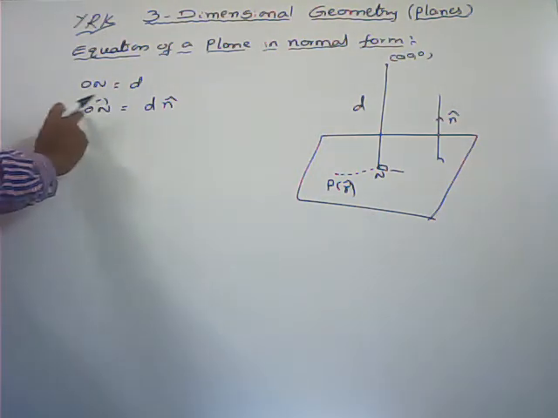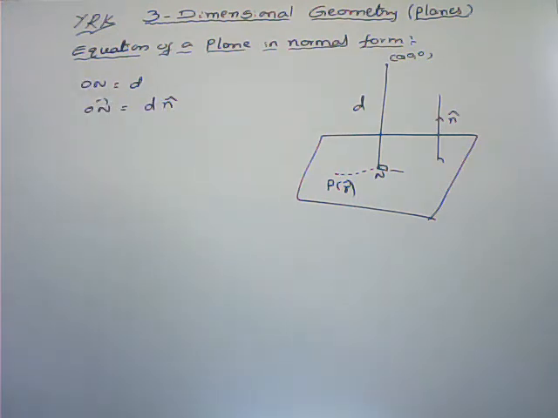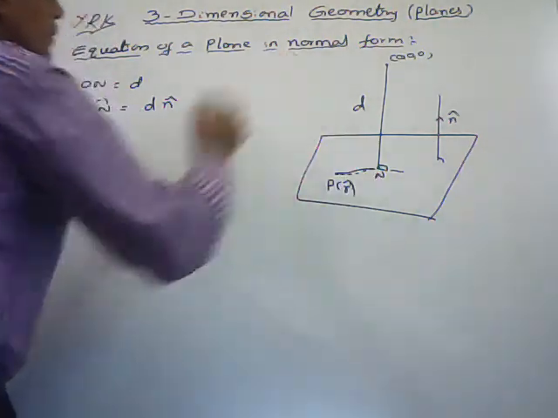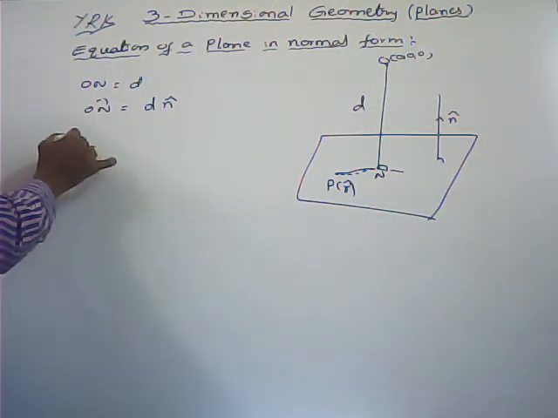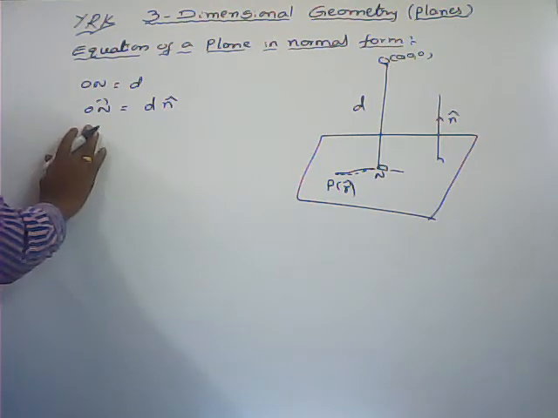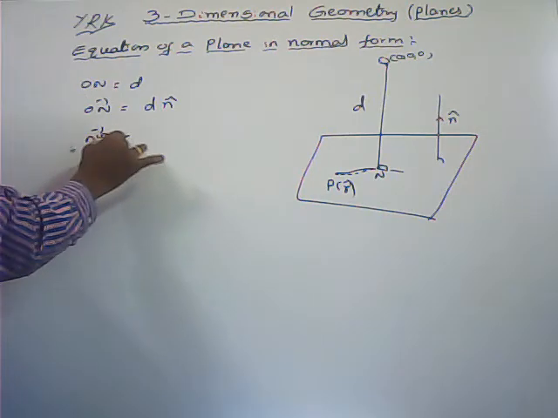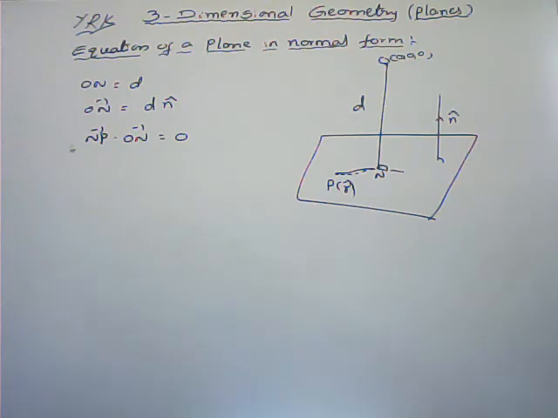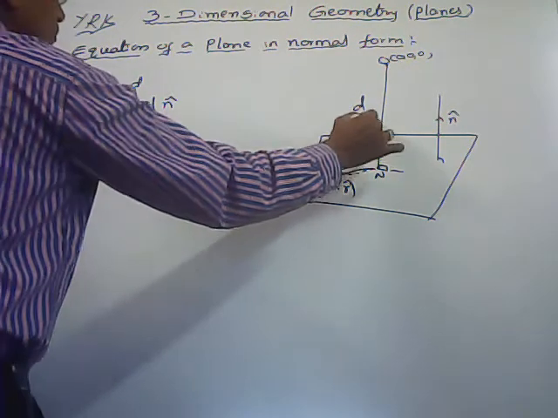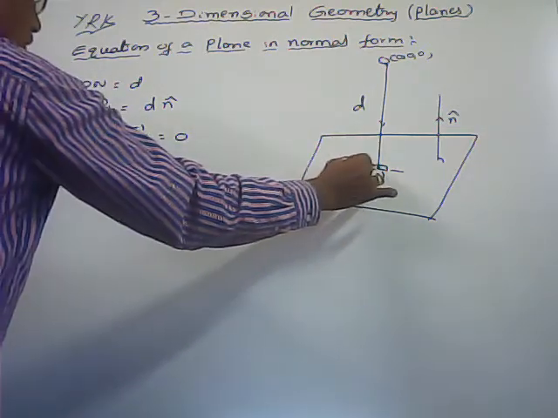If you take the modulus on both sides, the modulus of ON bar is ON only, and the modulus of n cap is 1, because n cap is the unit vector. Here, this is O. Now NP bar and ON bar are perpendicular, so their dot product is equal to 0. NP bar dot ON bar is equal to 0.